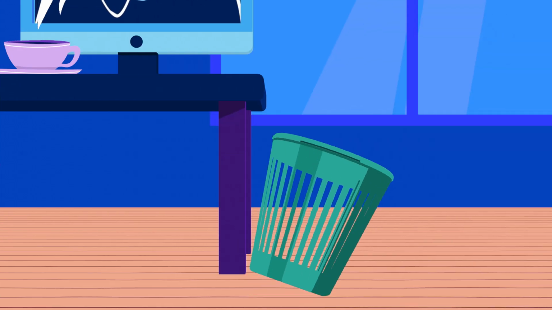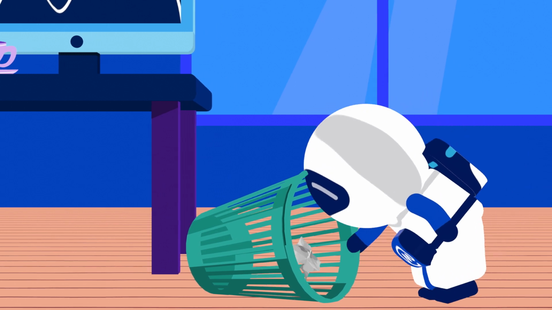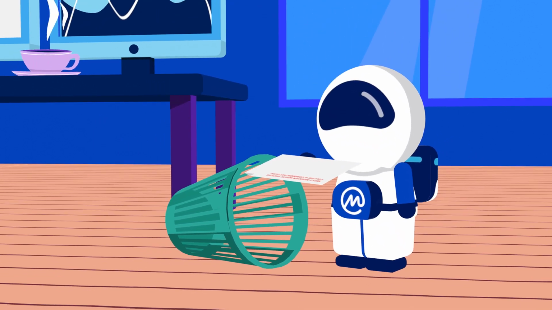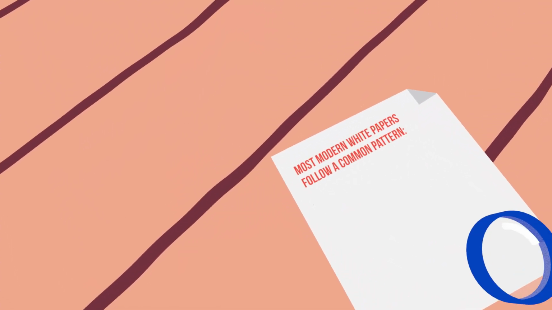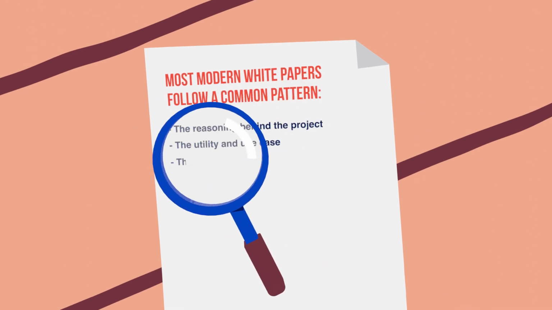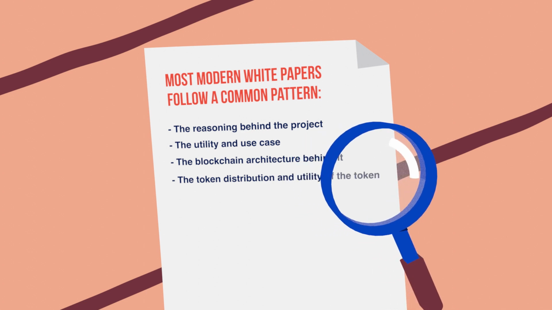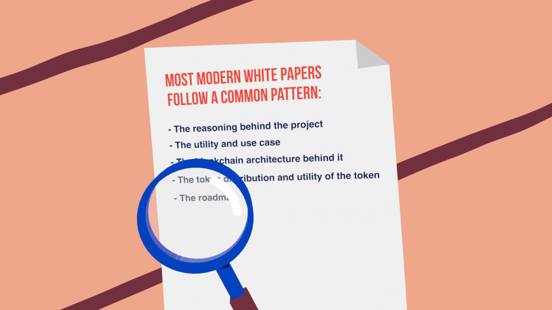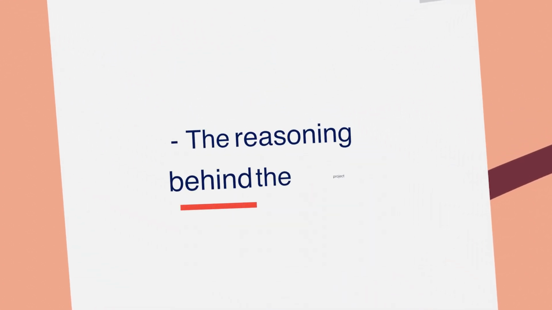Unfortunately, most people don't bother to read white papers because they think they're too complex, or maybe it's just out of negligence. So let's make it very simple. Here are the things you need to know if you want to read and analyze a white paper. Most modern white papers follow a common pattern: the reasoning behind the project, the utility and use case, the blockchain architecture behind it, the token distribution and utility of the token, the roadmap, and finally, the team behind it. So let's start with the first section, which is the reasoning behind the project.